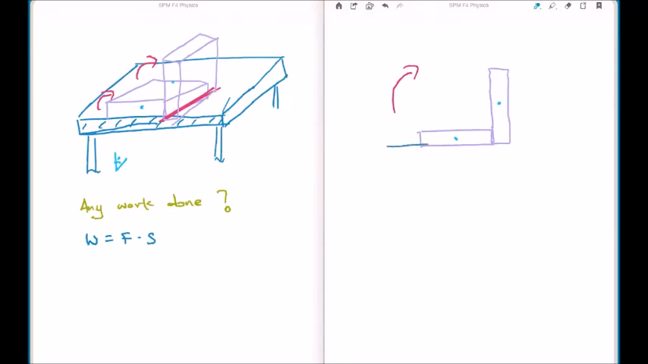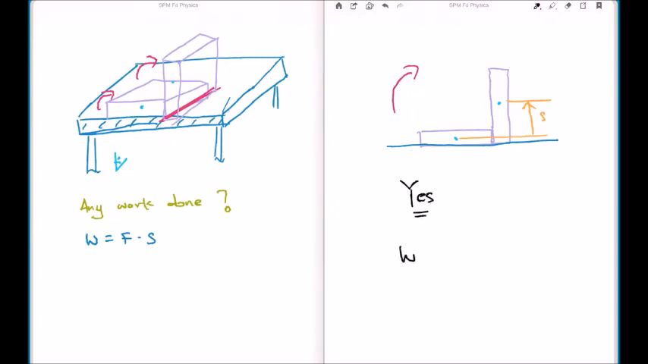This is my reference, this is my 0. Okay, so there's an increase. Here to here, there's an increase. This will be my S, displacement. So there's an increase of center of gravity, like what happened when you drew a free body diagram in the previous video. Okay, so therefore, yes, there's work done.